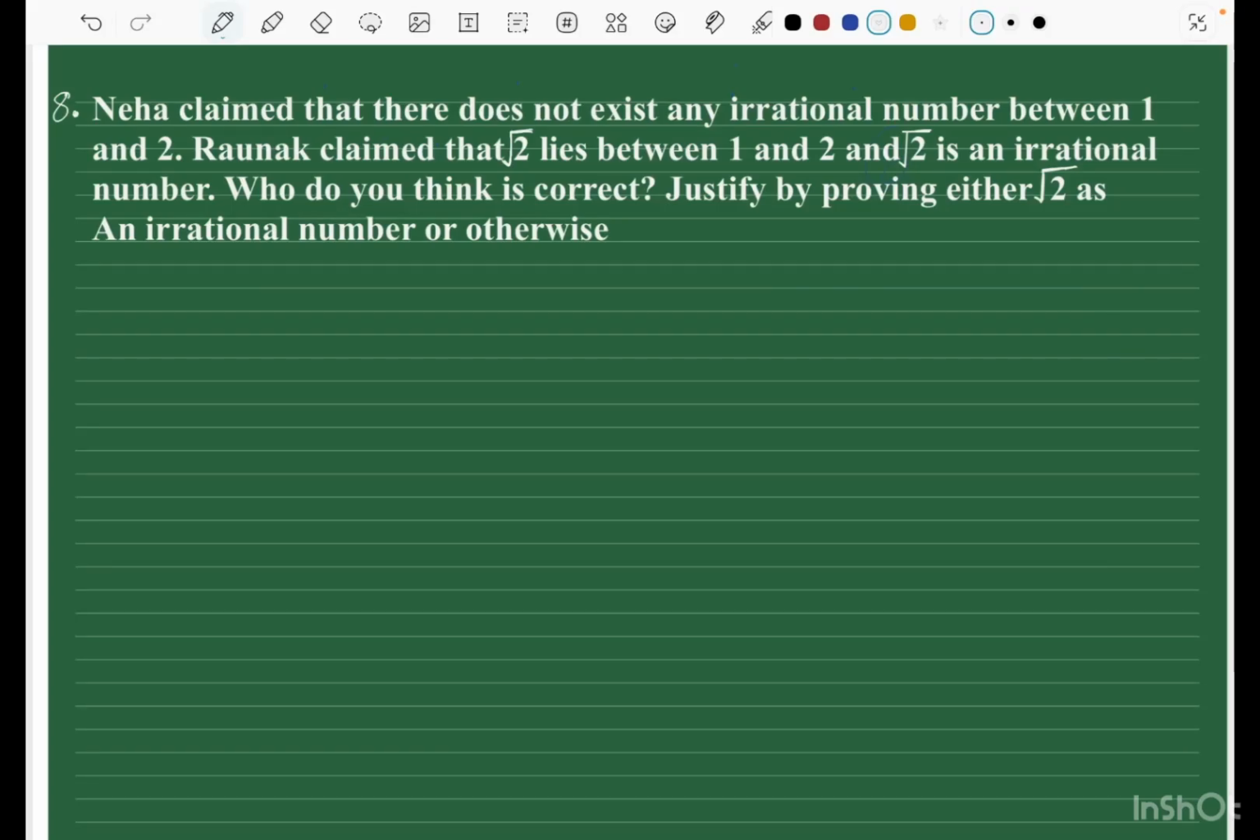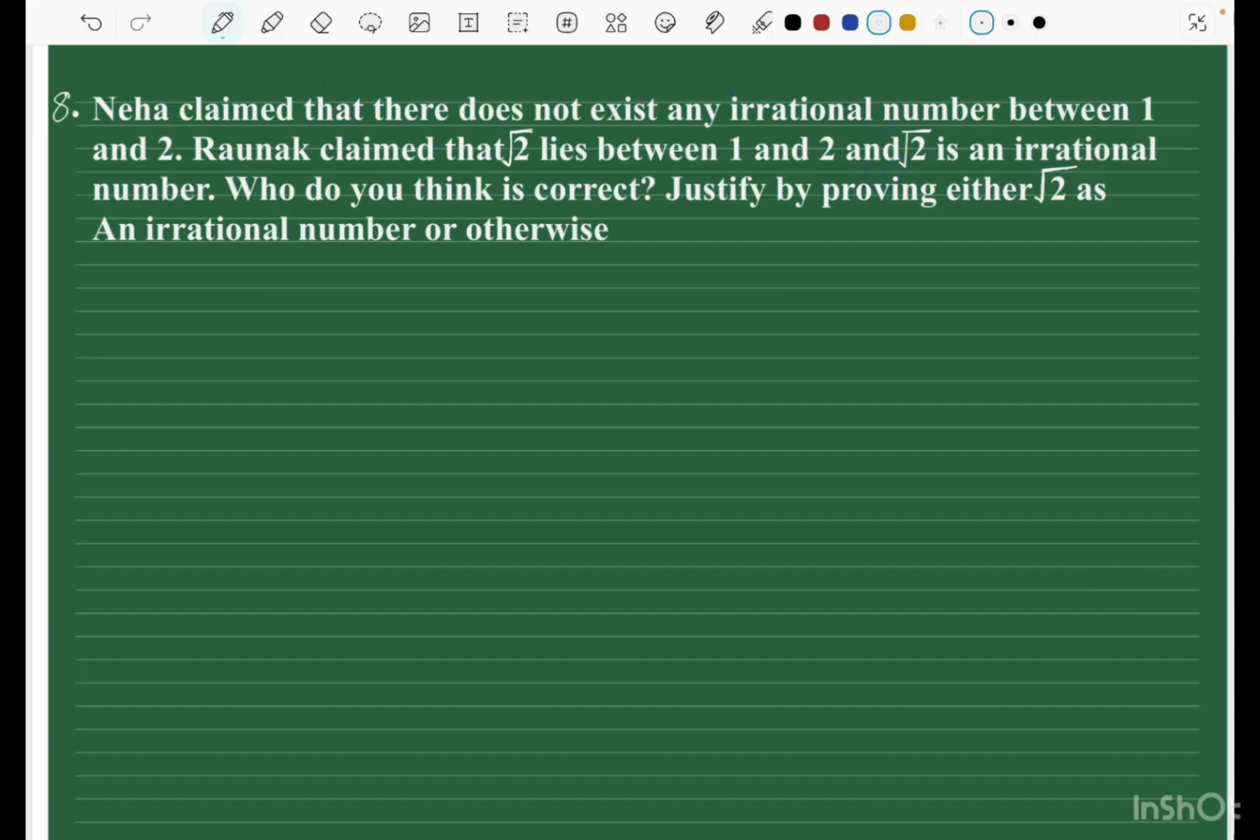Question number 8. Neha claimed that there does not exist any irrational number between 1 and 2. Raunak claimed that root 2 lies between 1 and 2 and root 2 is an irrational number. Who do you think is correct? Justify by proving either root 2 as an irrational number or otherwise.